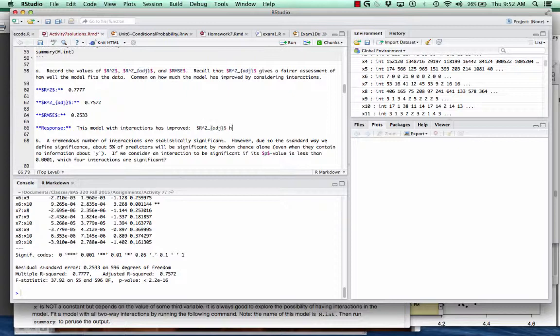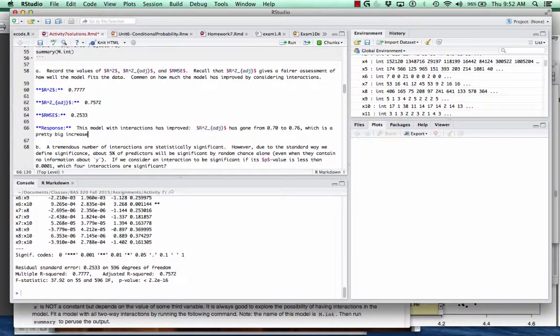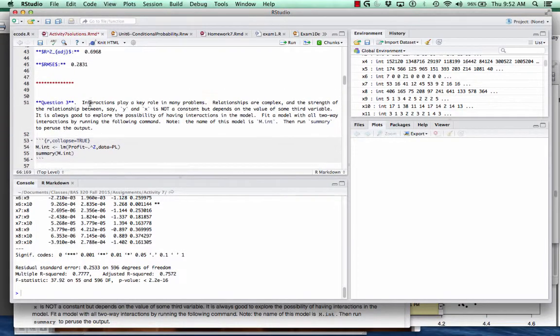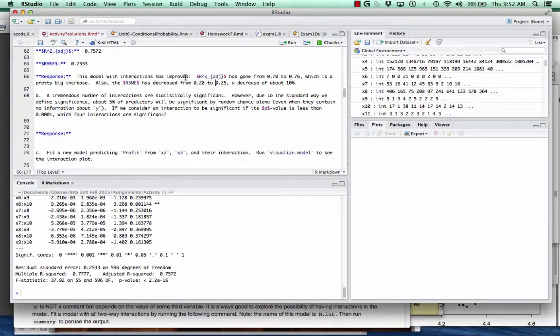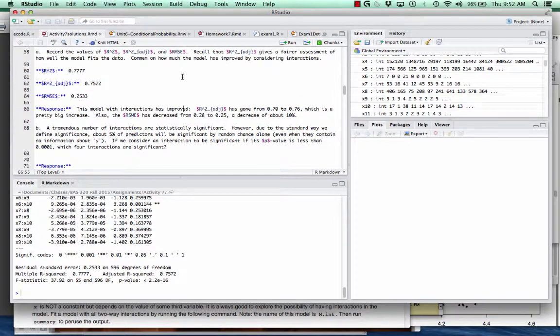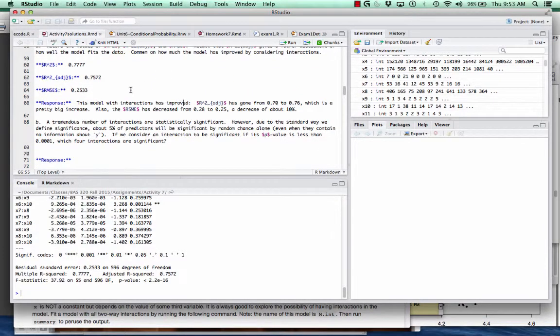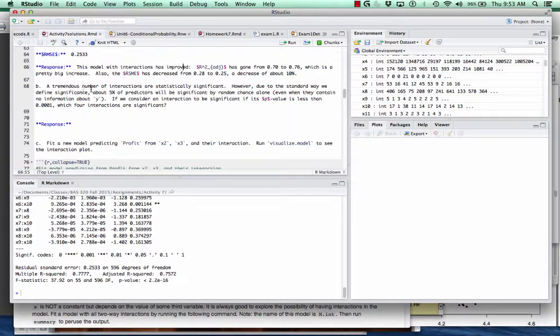The r squared adjusted has gone from 0.7 essentially to 0.76, and that's a pretty big increase. And what we saw is that the root mean squared error here has decreased from where it used to be at about 0.28 to 0.25, a decrease of about 10% here. So our model is about 10% more accurate in terms of how far away those predicted values are from what they actually are, and that's a pretty nice thing. All right, so that interaction model is definitely an improvement over the model with no interactions. And so let's look at some of the interactions that might be important.